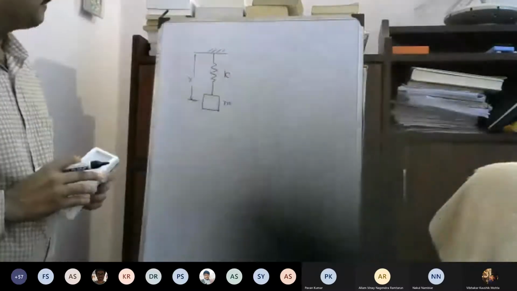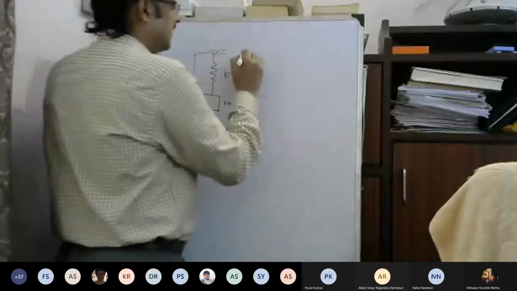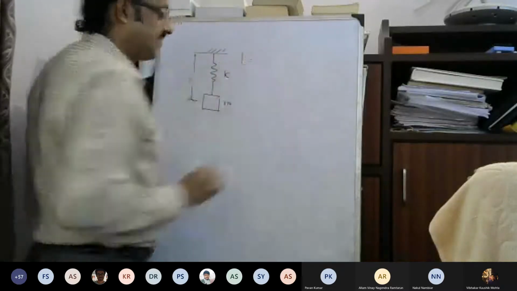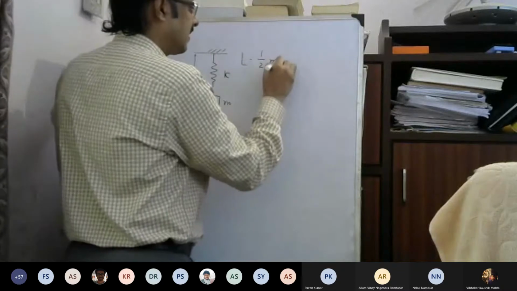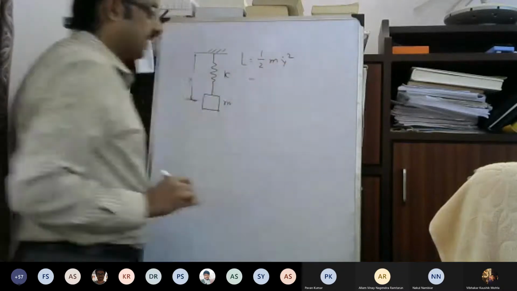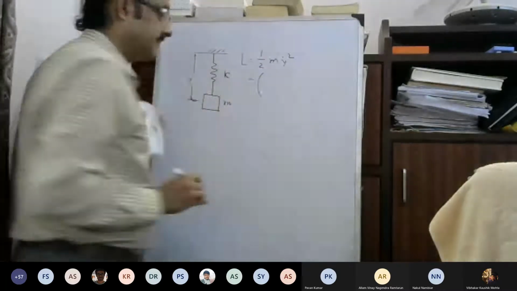So this is what we have. Then I first write down the Lagrangian. This is the kinetic energy minus potential energy. What will be kinetic energy? Half m y dot square. And what will be the potential energy?